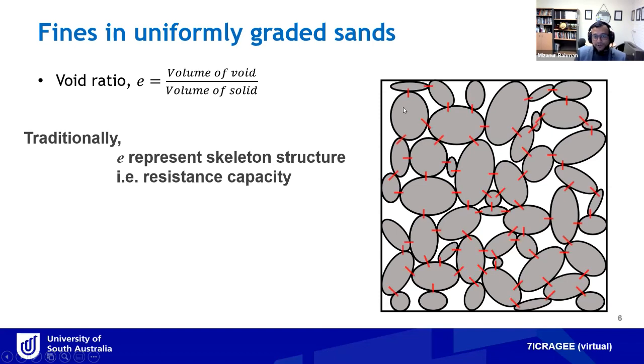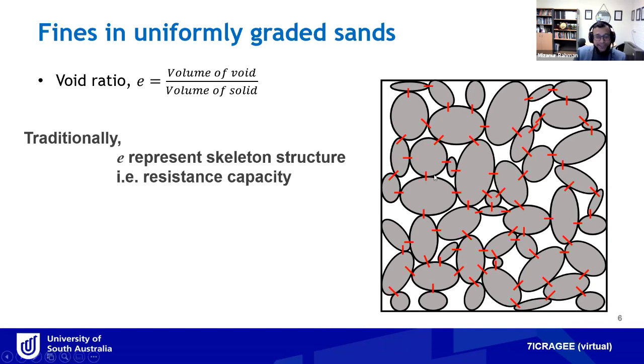For this void ratio, we have particle contact points. When you apply load to this soil, the load is transferred through the contact points. So what does it mean? This void ratio represents the skeleton structure of the soil, that is, its resistance capacity.